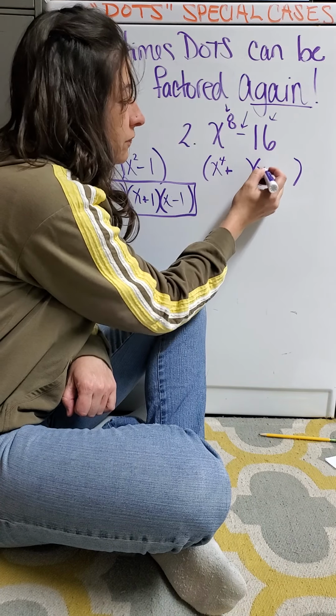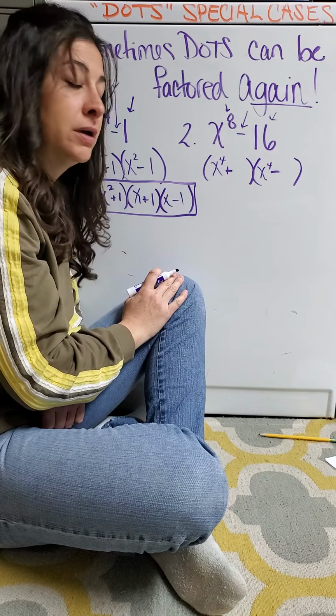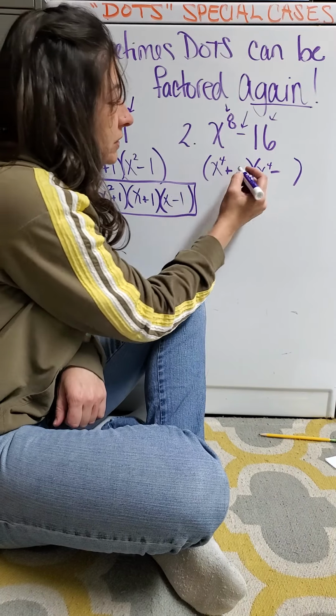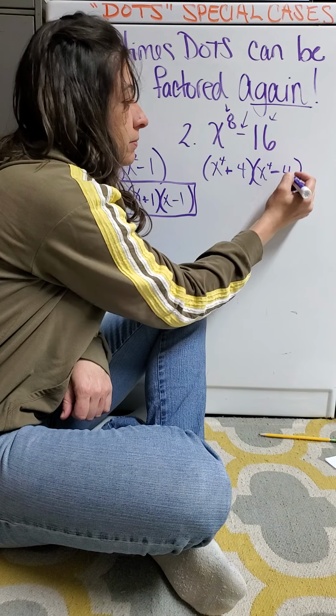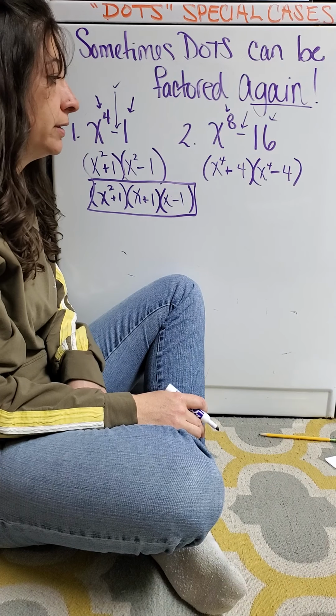So we put x to the 4 in both spots, right? And then the square root of 16 is 4, so we're going to put 4 in both spots. And then check if you're done.